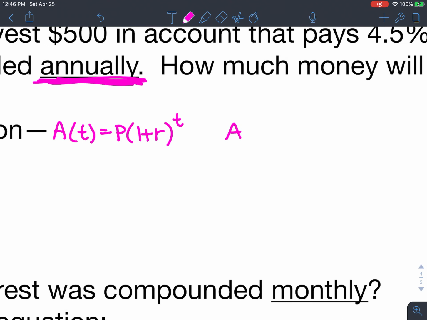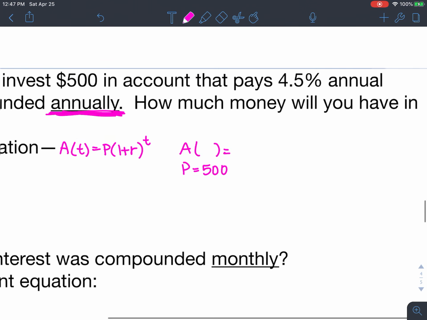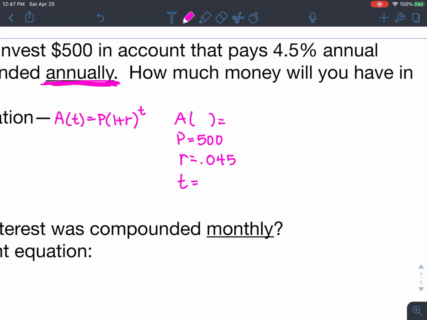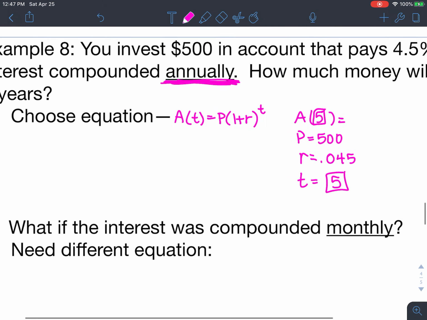So now let's make a list of the information we have. A of t we'll just keep blank for now. P is 500, because that's how much we put in. R is 0.045. Time is the independent variable, but for us it will be 5. And so we would be looking for A of 5, and we don't know what that is yet.